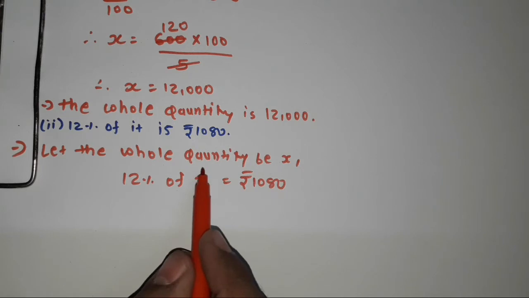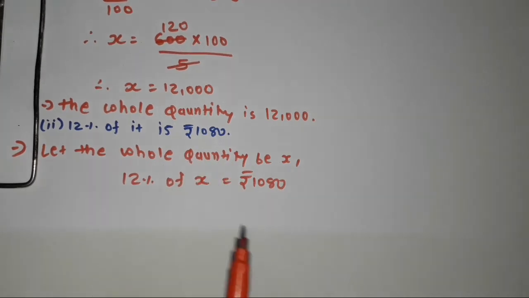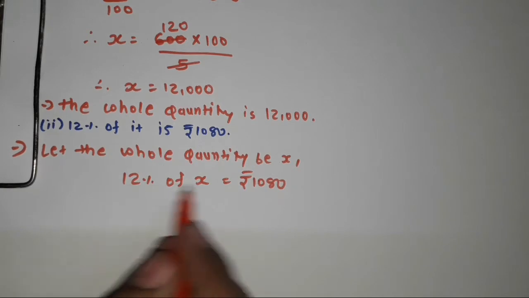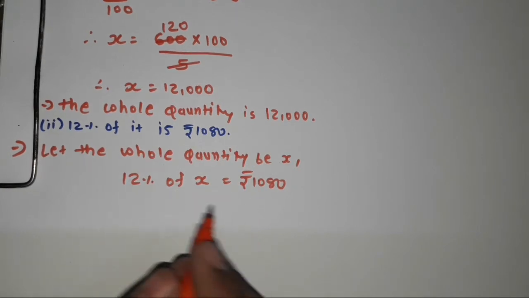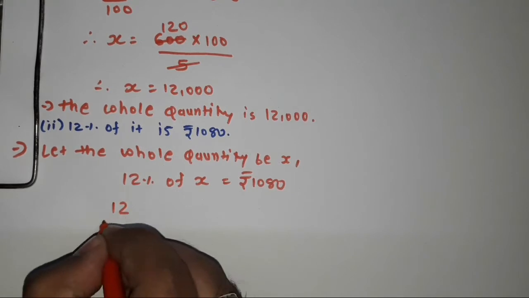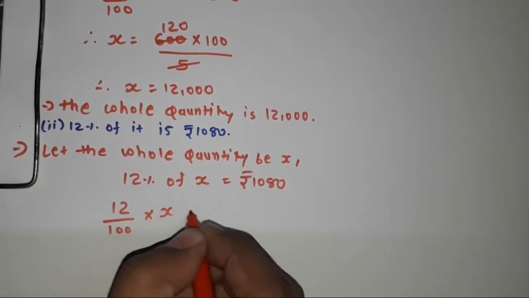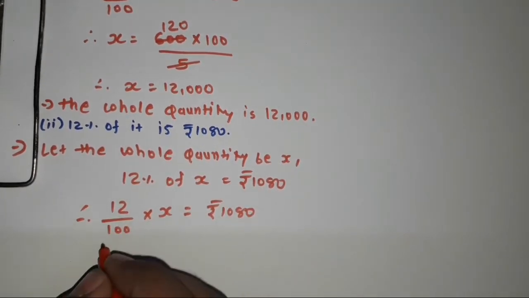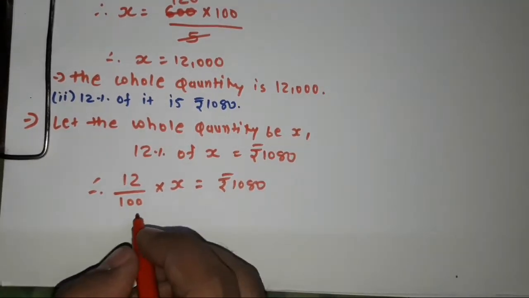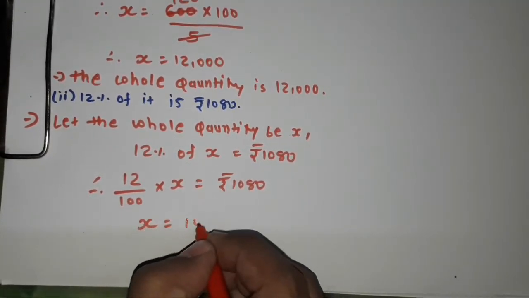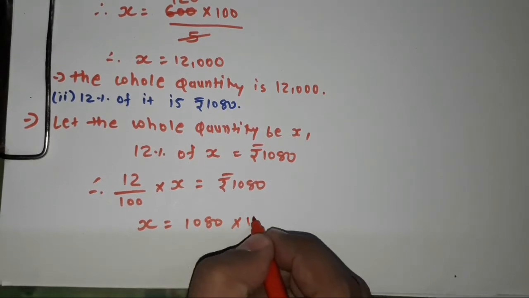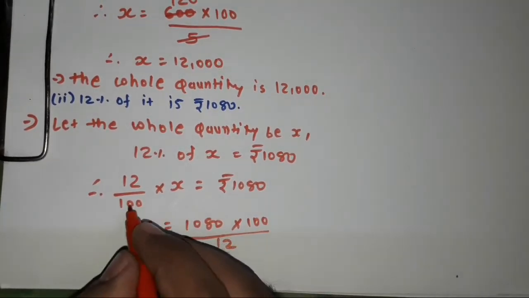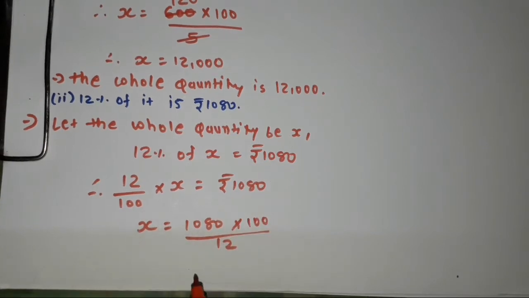That means we assume that the whole quantity that we have to find is x. So 12% of x is equal to rupees 1080. Here we can write 12 upon 100 multiplied by x is equal to rupees 1080. To find the value of x, x is equal to 1080 multiplied by 100 upon 12, because when I change the side of 100 it comes into multiplication, and when I change the side of 12, from multiplication it comes into division.